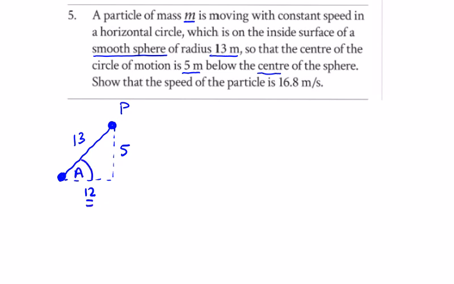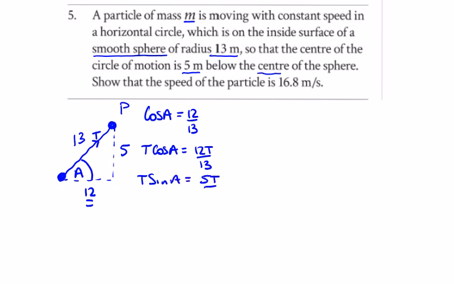We have A. Do our angles first. Cos A is 12 over 13. So T cos A, tension in the string, is equal to 12T over 13. And T sin A, you can see it's going to be 5 over 13, 5T over 13. And coming down, in kilograms, we have just m, so mg coming down.